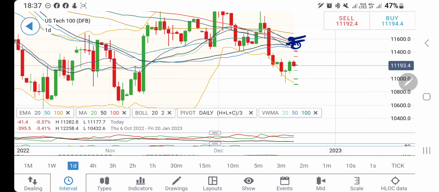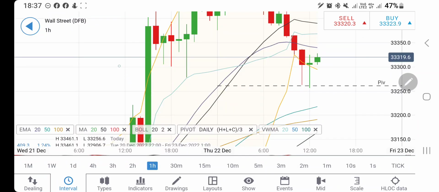Second part, below 11,100, you can sell at 11,150, but remember 11,100 and 11,050. 11,050 is going to be very, very strong support. Below 11,050 you can expect it to drop more, and it will try to drop below 11,000, that is 10,970 first target, 10,914 next target. Take your trades accordingly. Now let's have a look at Dow Jones.